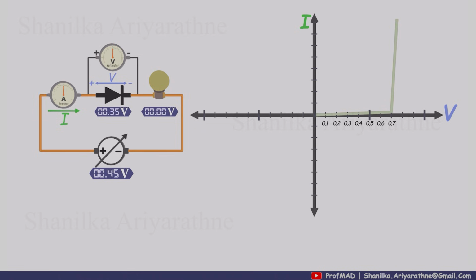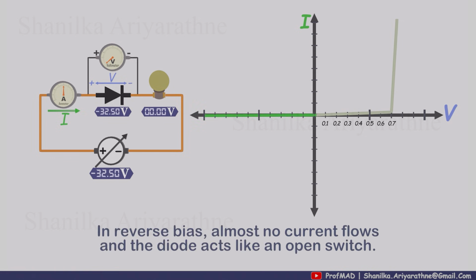Now let's reduce the voltage and reverse the polarity. On the negative side of the graph, we need a much larger voltage range than on the positive side. No matter how much reverse voltage we apply, almost no current flows. The diode behaves like an open switch. This condition is called reverse bias.